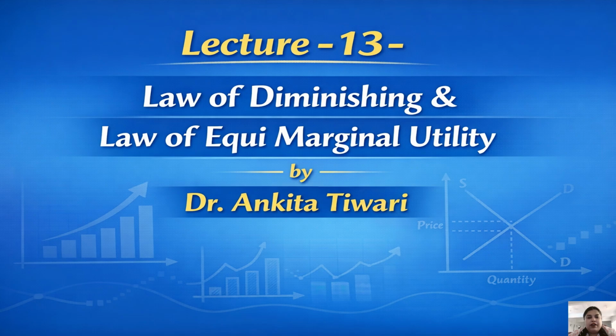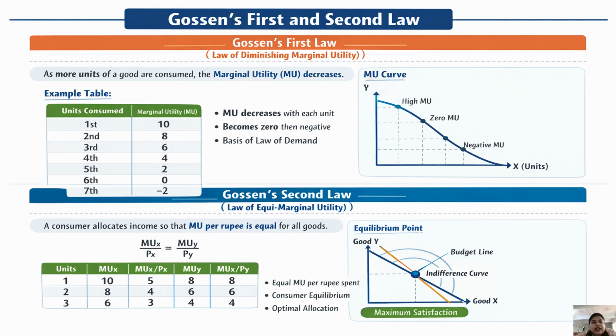Welcome, learner, to our lecture 13, that is the law of diminishing marginal utility and the law of equimarginal utility. Now let's talk about Gossen's first law and second law. Here, the law of diminishing marginal utility is also called Gossen's first law, and we discussed it in an earlier lecture. So let's recap it once.